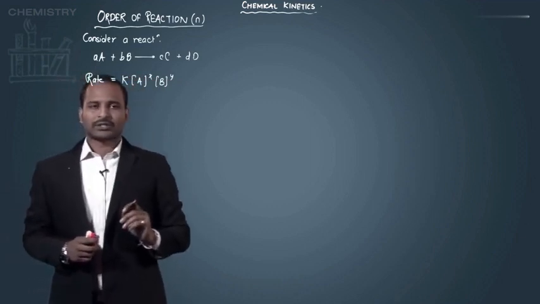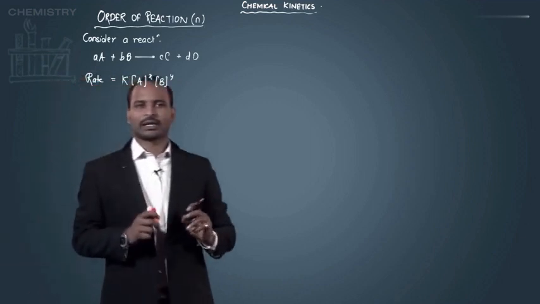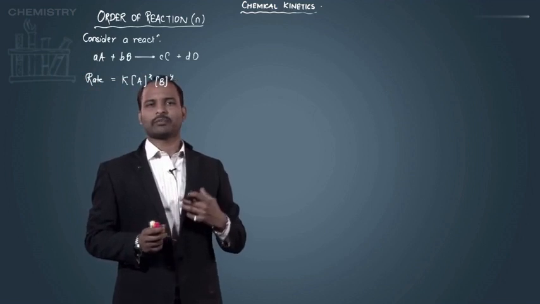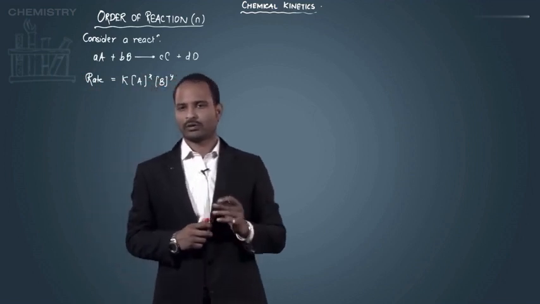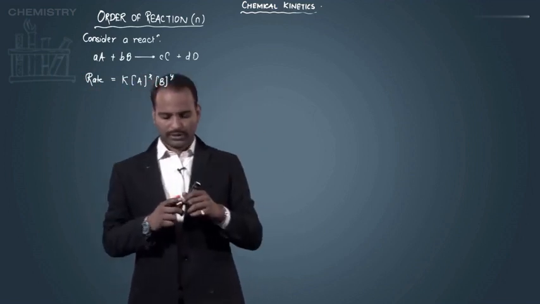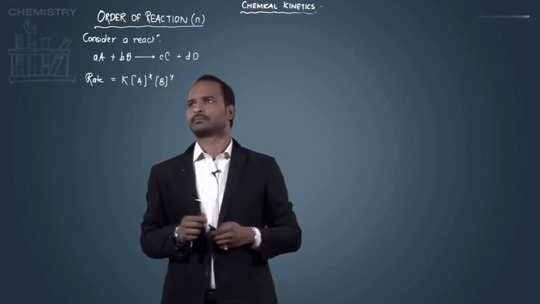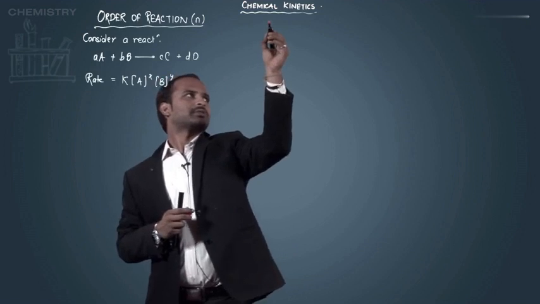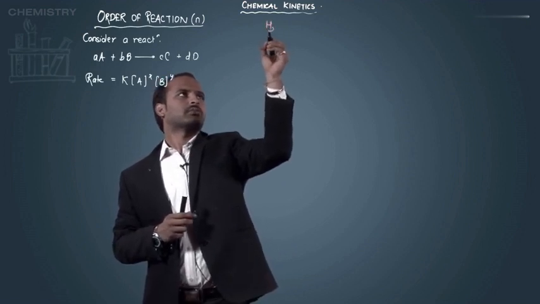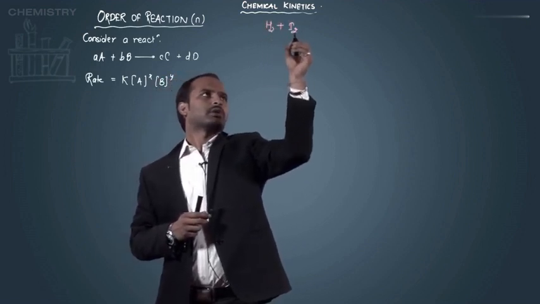Now let's talk about certain reactions and their rate laws, and see whether we can predict the values of X and Y or not. So let's talk about some reactions. The first one, suppose I have the reaction H2 plus I2 gives 2 HI.